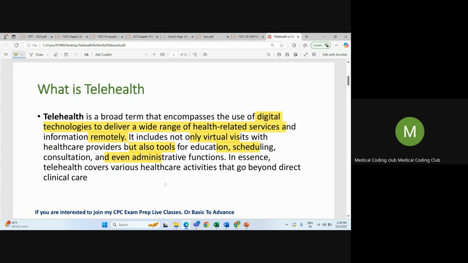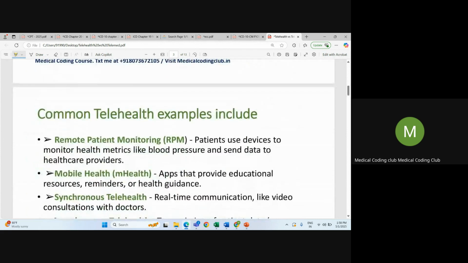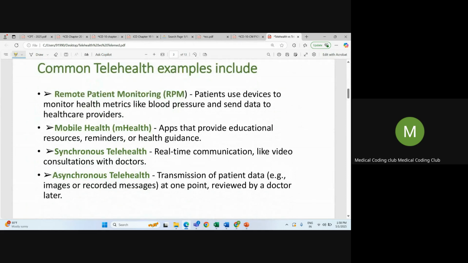Let's see a few common telehealth services. We have four common telehealth services. The first one is remote patient monitoring, simply known as RPM. You can also find these RPM CPT codes under the medicine section. You can just go and check.